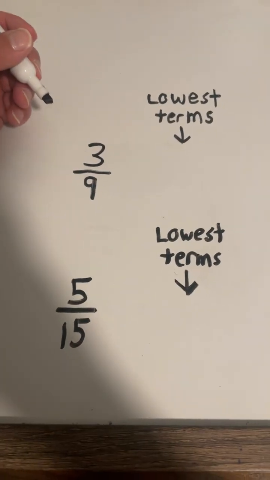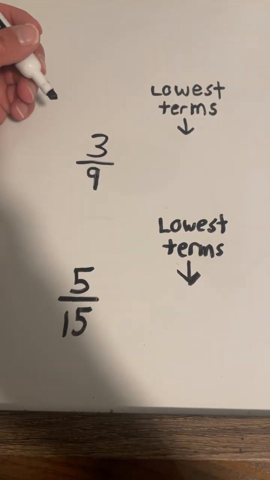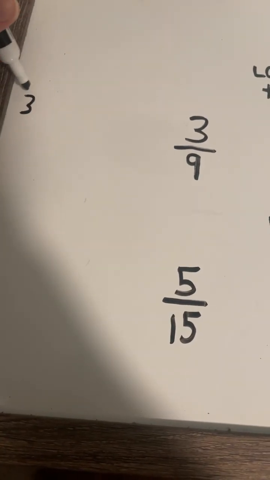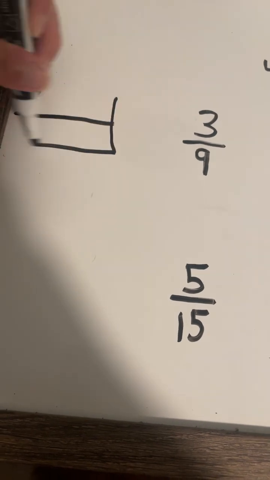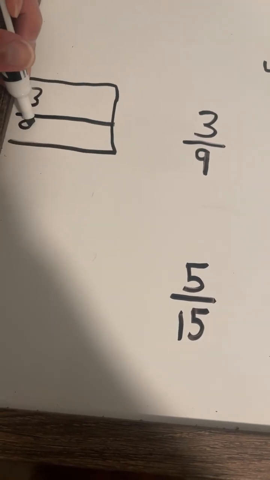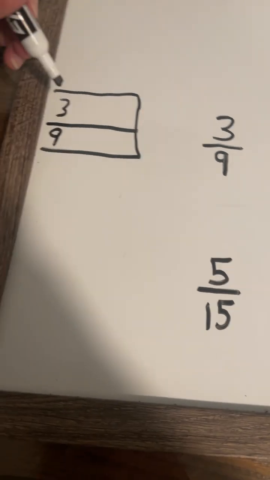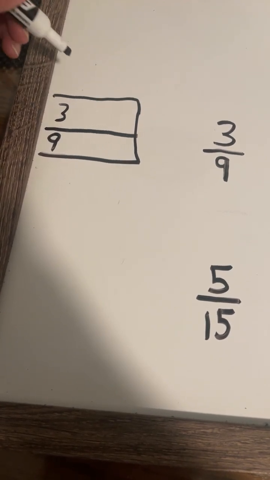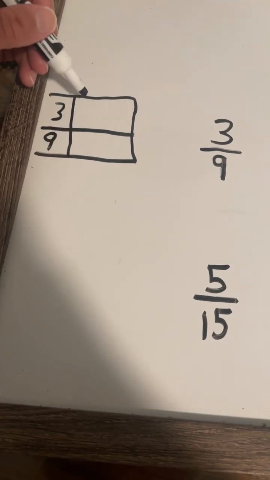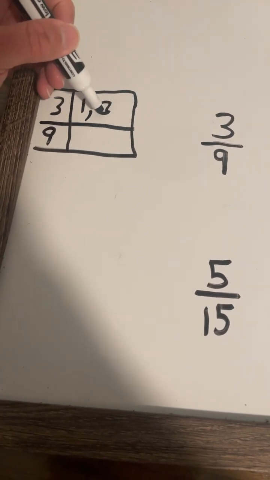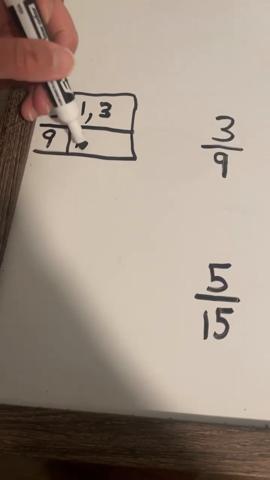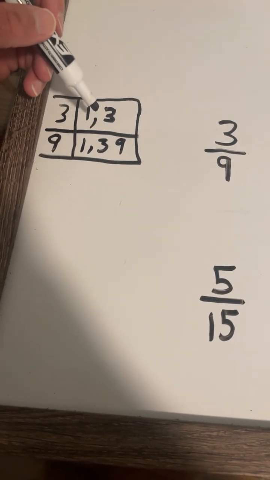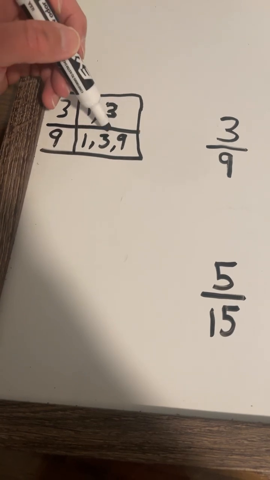All right. So 3/9. So I have to figure out what are the common factors between 3 and 9. I'm about to list some common factors here. So the factors of 3 are simply 1 and 3. The factors of 9 are 1, 3, and 9. So the greatest common factor between the two numbers is 3.